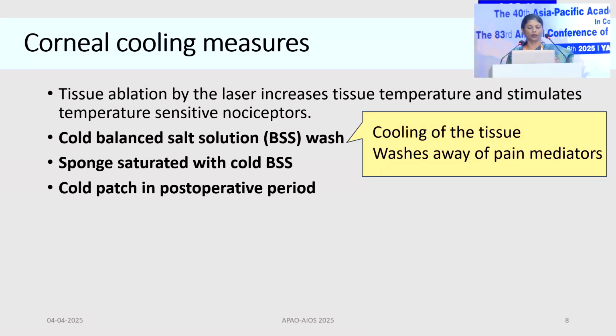First, it drops the temperature of the surface, and second, it washes away the pain-related mediators, mainly the prostaglandins, that lead to pain and discomfort. Now there are several ways to do this corneal cooling method: with the chilled BSS or the sponge soaked with BSS, or you can use cold patches in the post-operative period, and also the chilled BCLs.